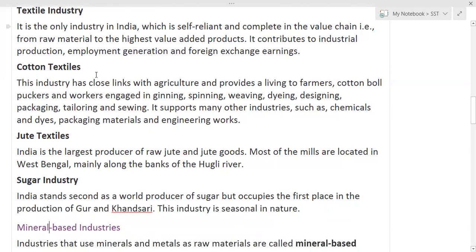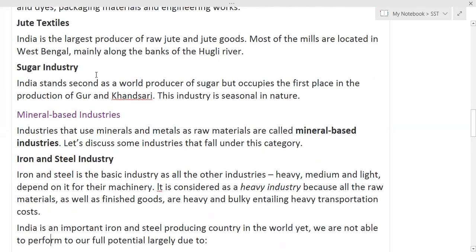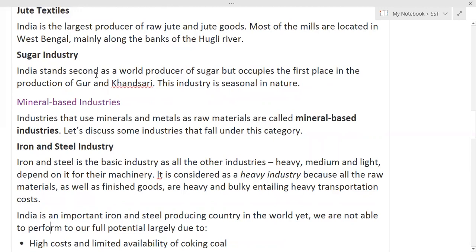Jute industry. Jute textiles. India is the largest producer of raw jute, and most of the mills are located in West Bengal, mainly along the bank of the Hooghly. India is the second largest in the world; first is Bangladesh. We are having tough competition with Bangladesh. After independence and separation, the good area which produced good jute was given to Bangladesh, as they are a good producer of jute in the world. They are at first rank and we are second rank. West Bengal is the most jute-producing state of India. Most of the mills are located in West Bengal only, on the bank of the Hooghly River.